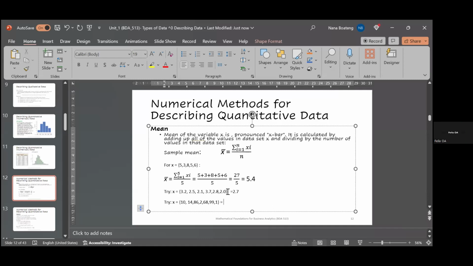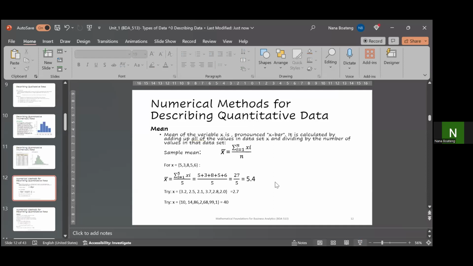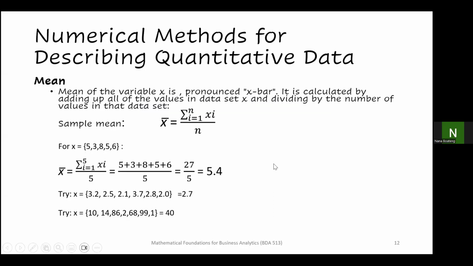The second one is 40. Oh, probably it was the second one you were referring to. Yes. Did we all get 40? Yes, 40. Okay, so that means when it comes to the mean, we are all gurus. Okay, Nanama, yes.